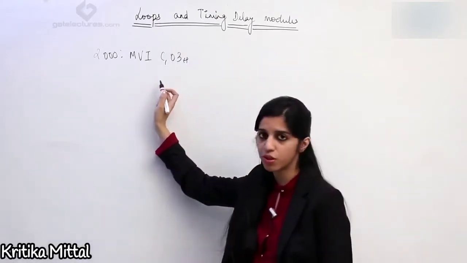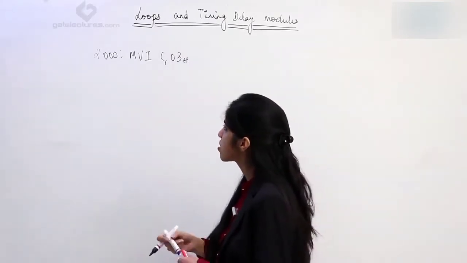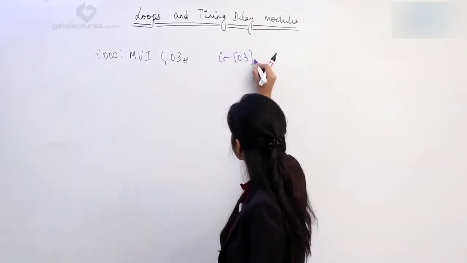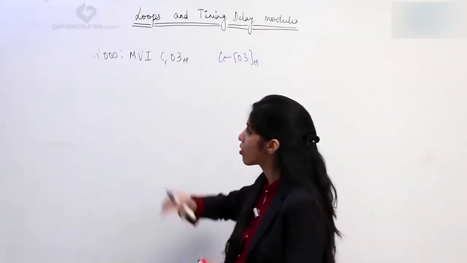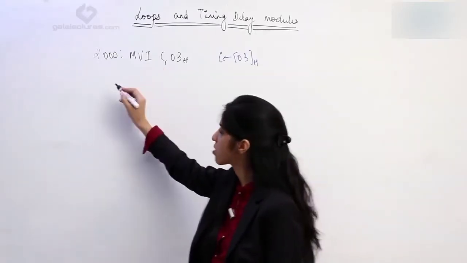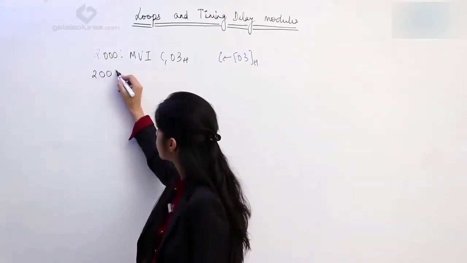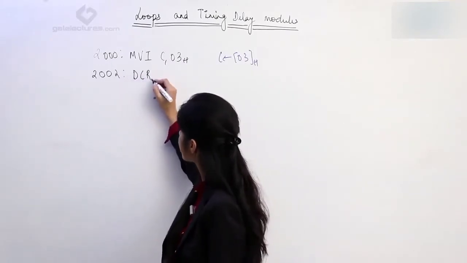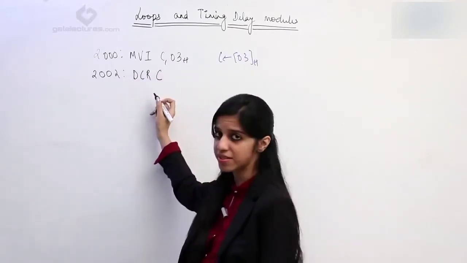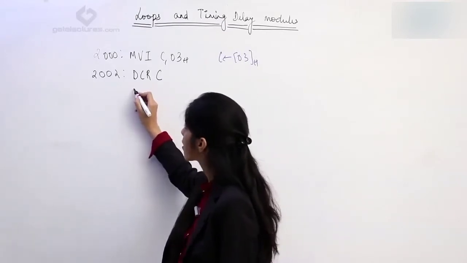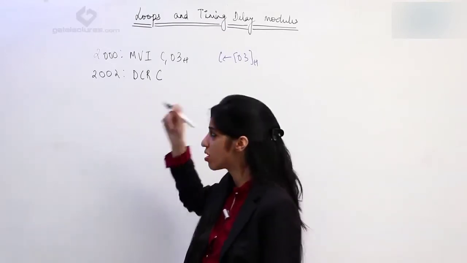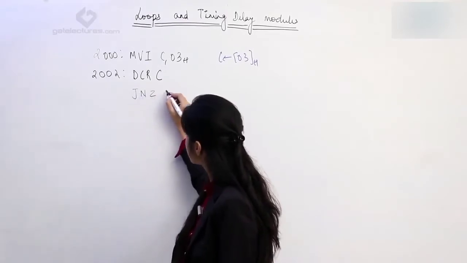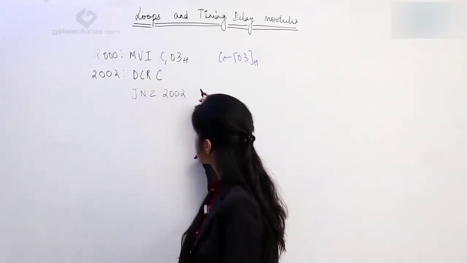What this instruction is going to do is simply load C with the contents 03. Now since this is a 2-byte instruction, the next instruction is going to begin from 2002. Here I am giving a simple instruction DCR C. Then I am giving a conditional jump, JNZ 2002.